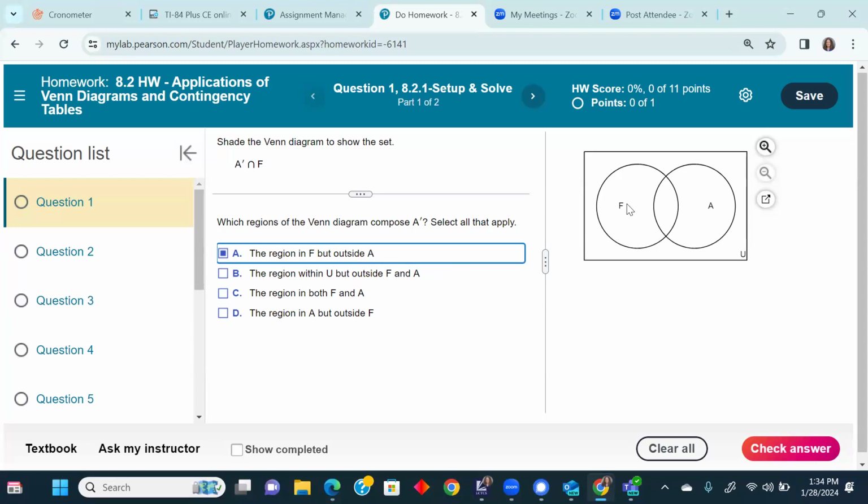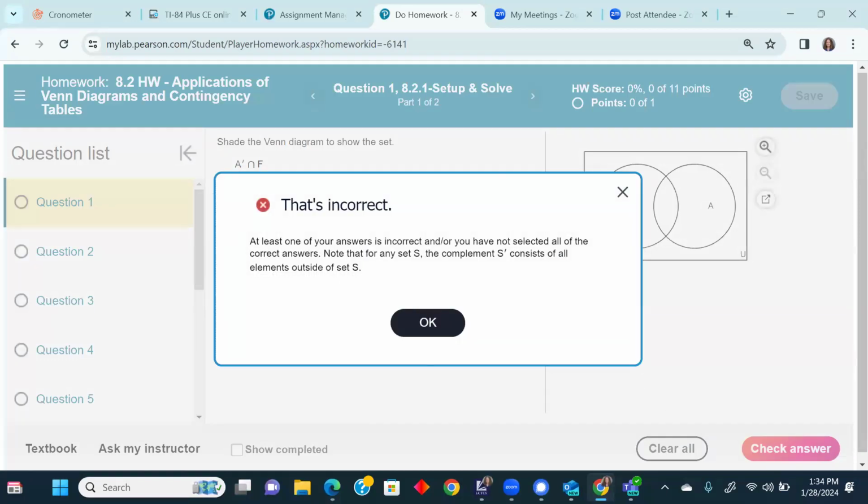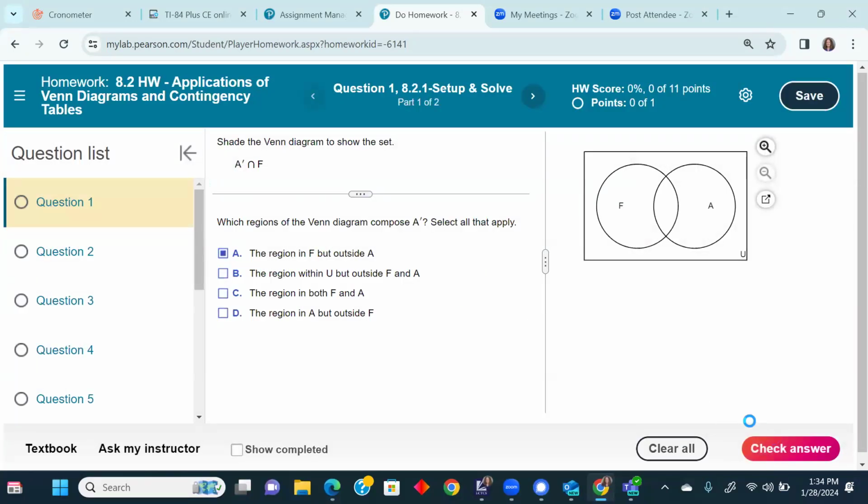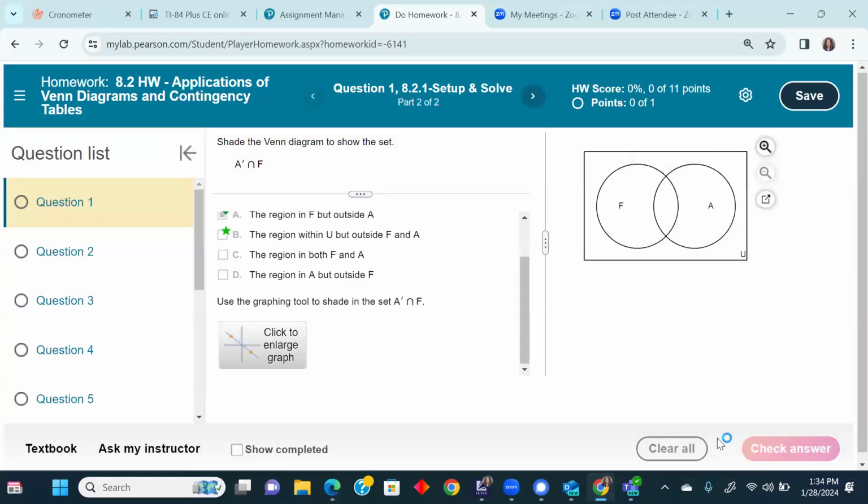So it's going to be this little sliver that we had. The region within U, but outside F and A. Nope. The region in both F and A is not going to include the overlap. The region in A, no, but outside F. Nope, I did that wrong. Let's just get to the shading. A and B. The region within U, but outside F and A. Okay. All right.